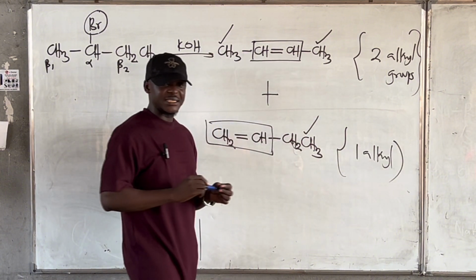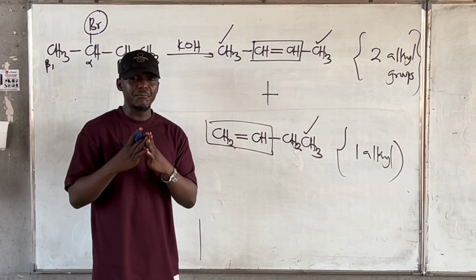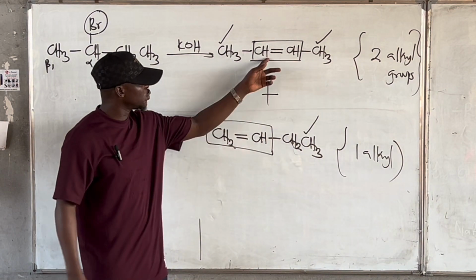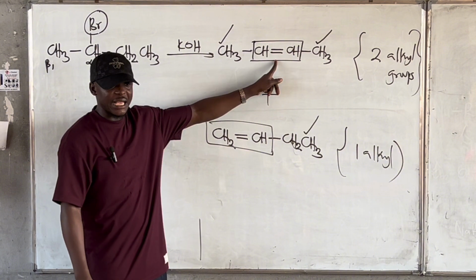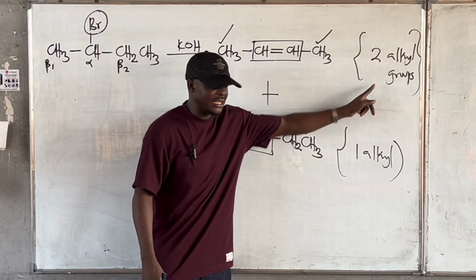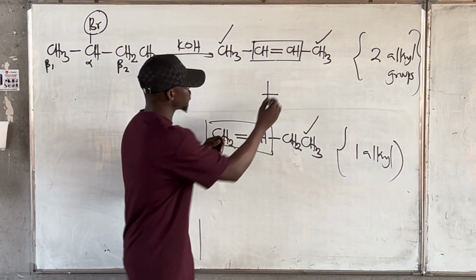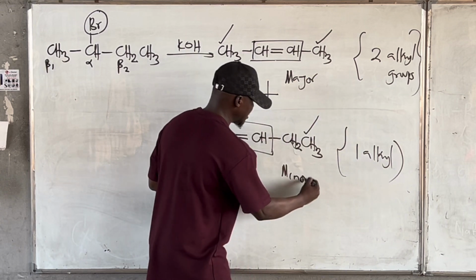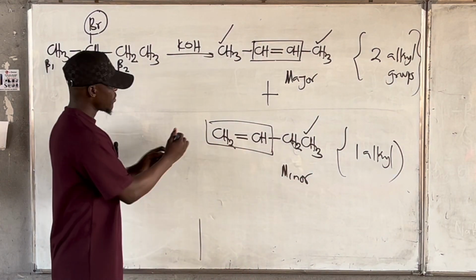So according to Saytzeff, the most preferred or the major product is the one that is more substituted, right? Between these two, which is more substituted? This one. This one has two alkyl substituents, and this one has how many? One. So this is going to be the what? Major product, and this will be the what? Minor. This is according to Saytzeff, right? According to Saytzeff.